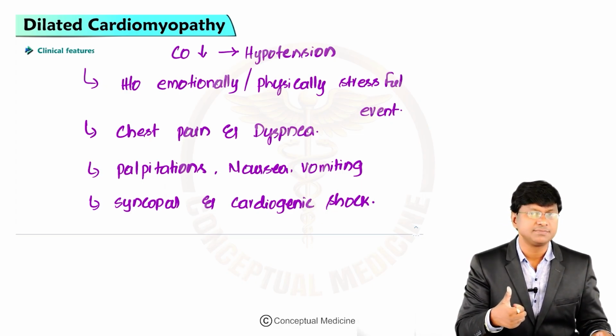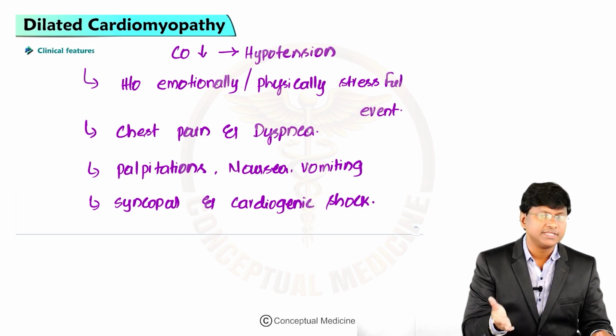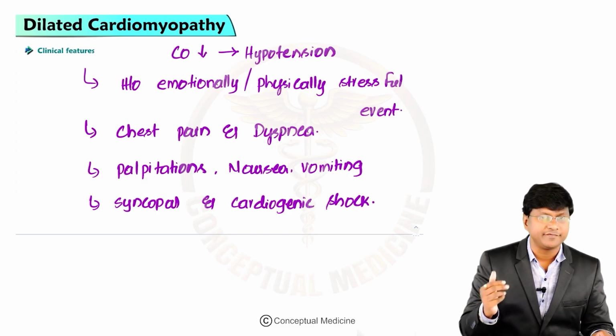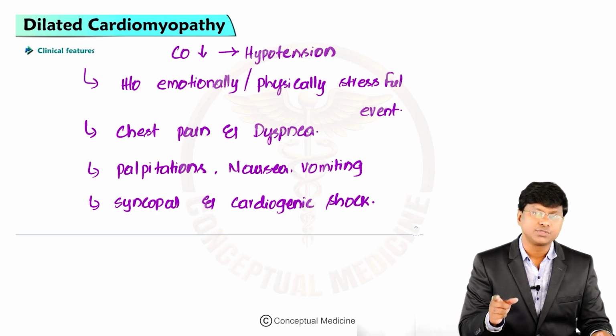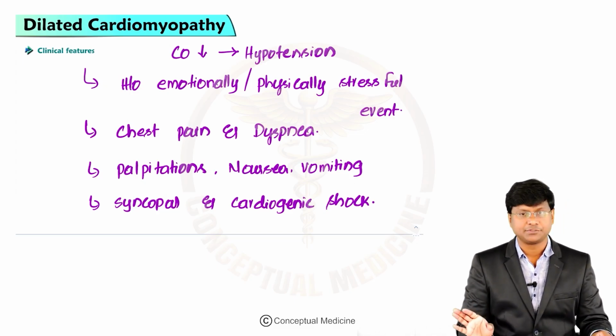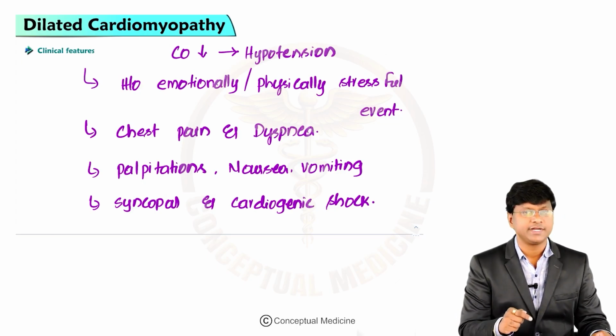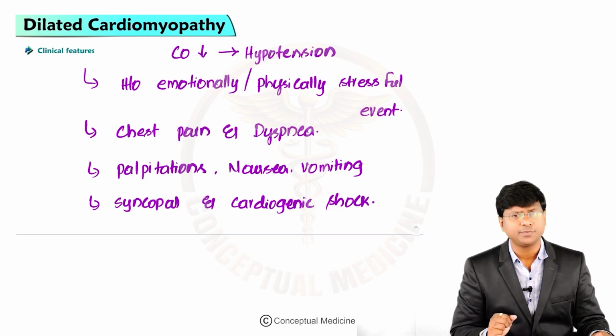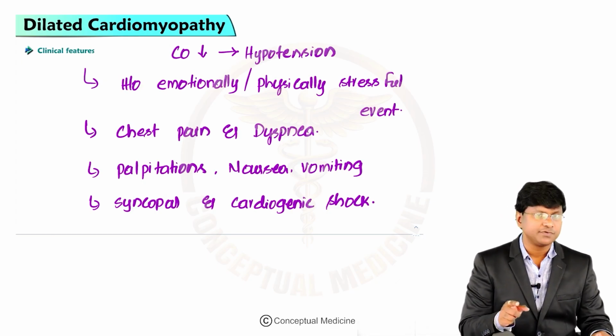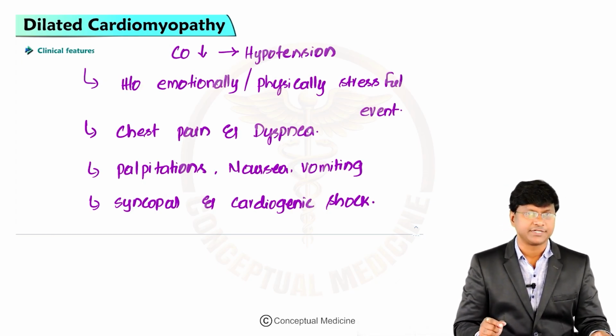So the most common presenting symptoms will be chest pain and dyspnea, and along with that they can also have palpitations because of the arrhythmias originating from your apex, and there can also be nausea, vomiting, syncopal attack and cardiogenic shock. Because there is systolic dysfunction, the cardiac output within the individual is reduced, and because of which the individual can present with hypotension.